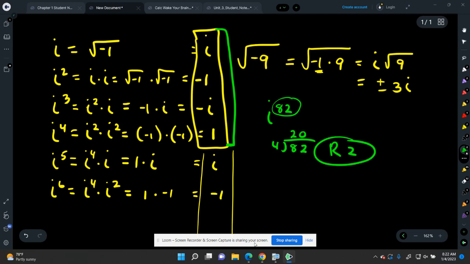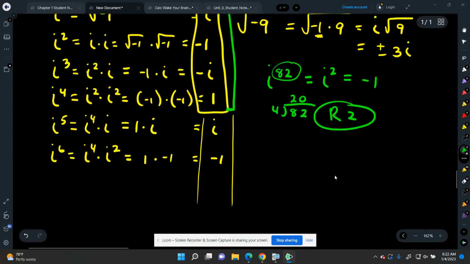This is what I care about. It has a remainder of 2, so I to the 82nd is the same thing as I squared. And I squared is -1. If I wanted to know I to the 43rd, how many times does 4 go into 43? 10 times with a remainder of 3. So this is what I care about. This is equal to I to the third, which is -I.